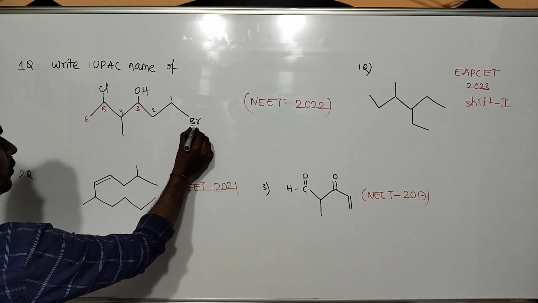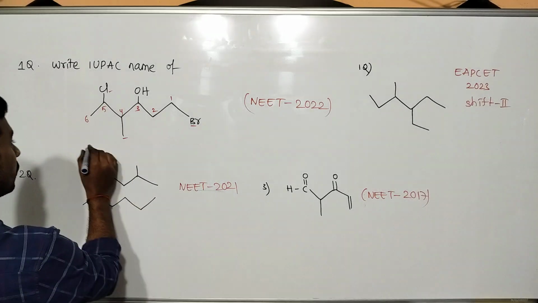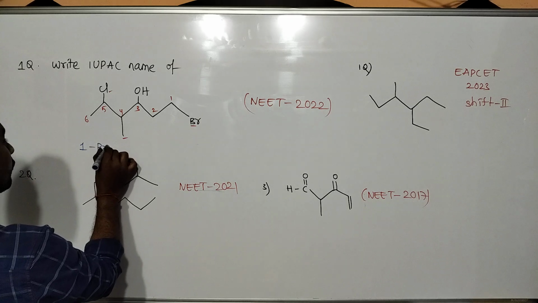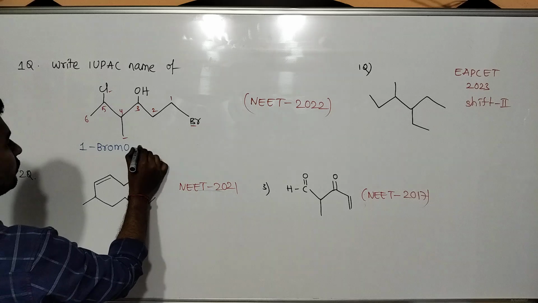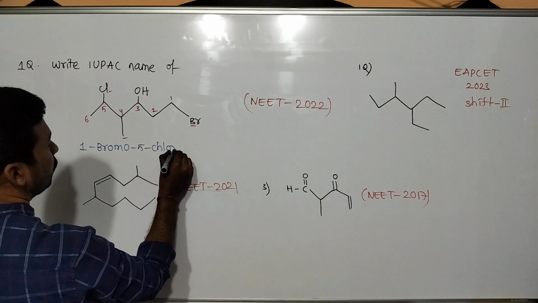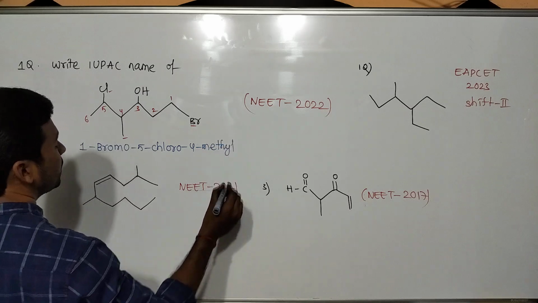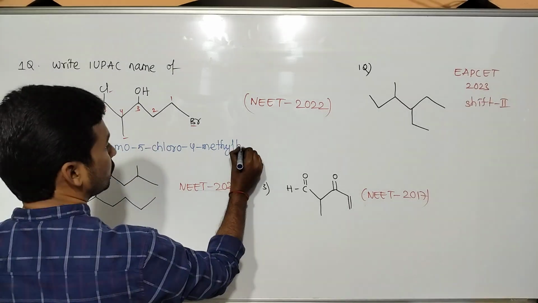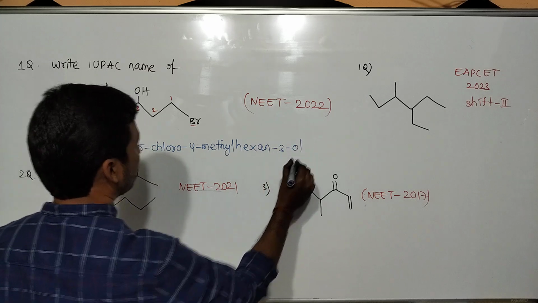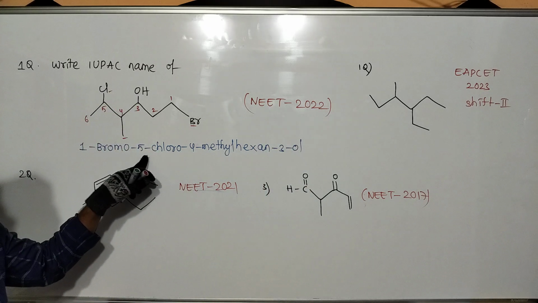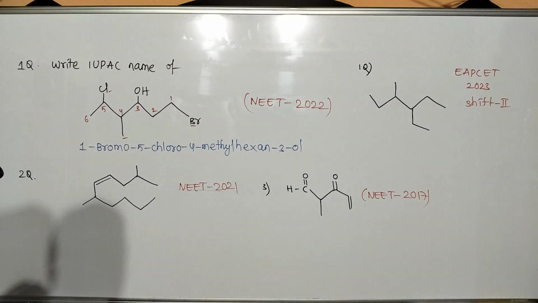First position bromo, this is methyl, this is chloro. Which one comes first in alphabet? Bromo. So 1-bromo, and at the 5th position chloro, 5-chloro, and at the 4th position methyl. We have to write substituents in alphabetical order. Total 6 carbon atoms, so hexane. At the 3rd position OH group, ol. So 1-bromo-5-chloro-4-methylhexan-3-ol is the IUPAC name of this molecule.